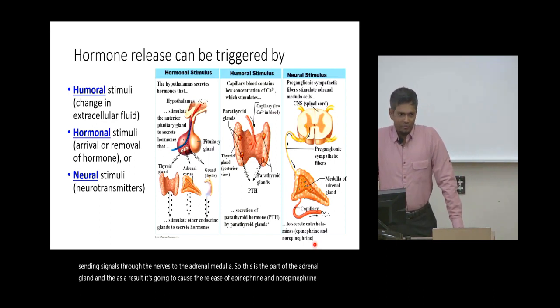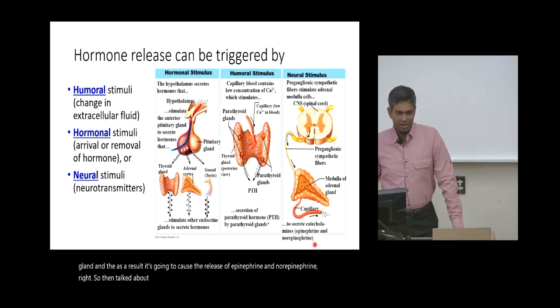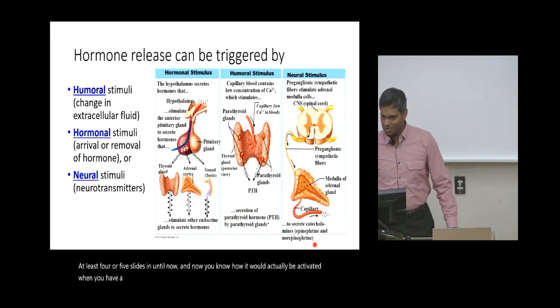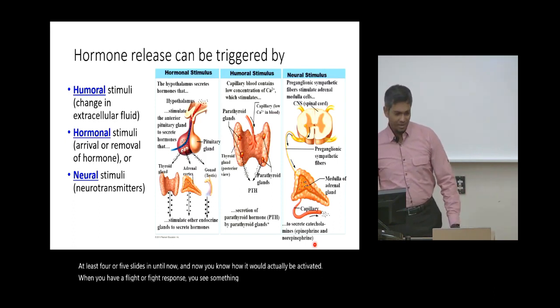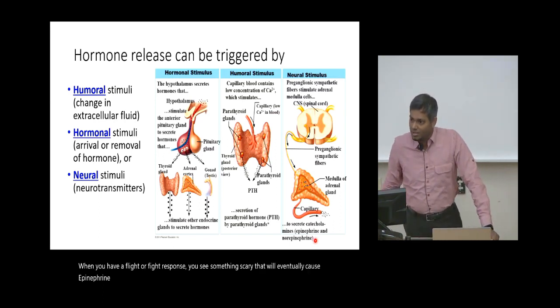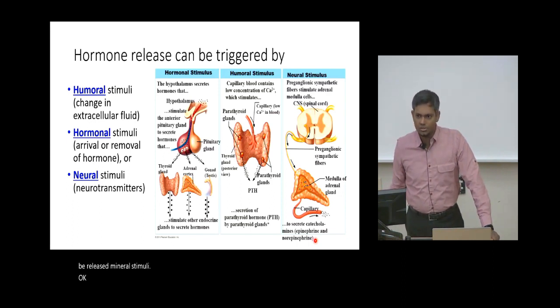We've talked about epinephrine and norepinephrine in at least four or five slides up till now, and now we know how they are actually being activated. When you have a fight or flight response because you see something scary, that will eventually cause epinephrine or norepinephrine to be released through neural stimuli. Okay, any questions at all, folks?